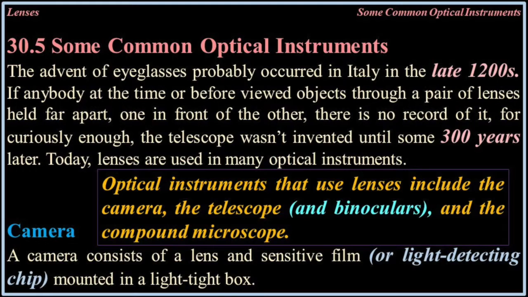The advent of eyeglasses probably occurred in Italy in the late 1200s. If anybody at the time or before viewed objects through a pair of lenses held far apart, one in front of the other, there is no record of it. For curiously enough, the telescope wasn't invented until some 300 years later.